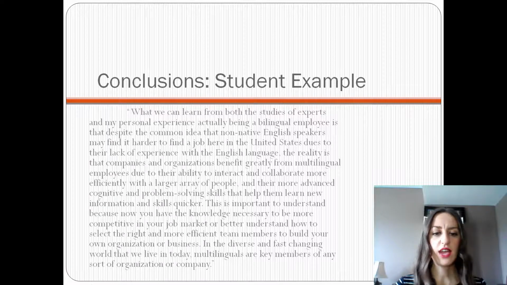Because now you have the knowledge necessary to be more competitive in your job market, or better understand how to select the right and more efficient team members to build your own organization or business. In the diverse and fast-changing world that we live in today, multilinguals are key members of any sort of organization or company.